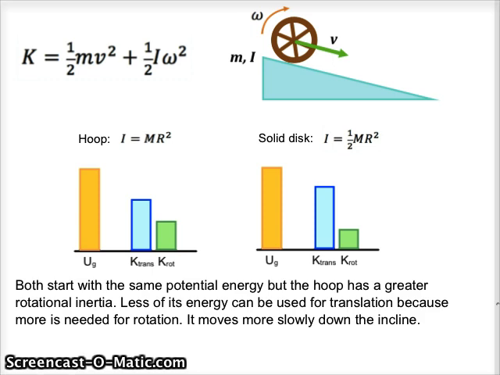Again, they both start with the same potential energy, but the hoop has a greater rotational inertia. It needs more of its energy for rotation, leaving less for translation, so it goes more slowly down the incline.